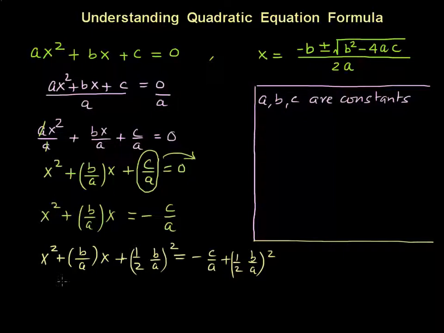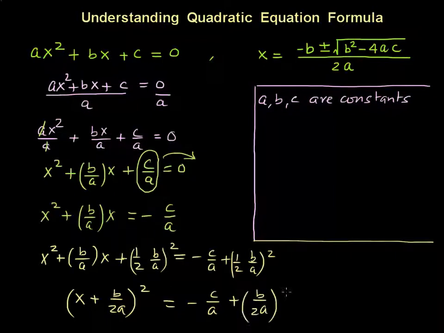So what does that mean? That means that the left hand side is simply x plus b upon 2a, and then squared, equal to minus c upon a plus, and this can be written as b upon 2a again, and the whole square here, right?